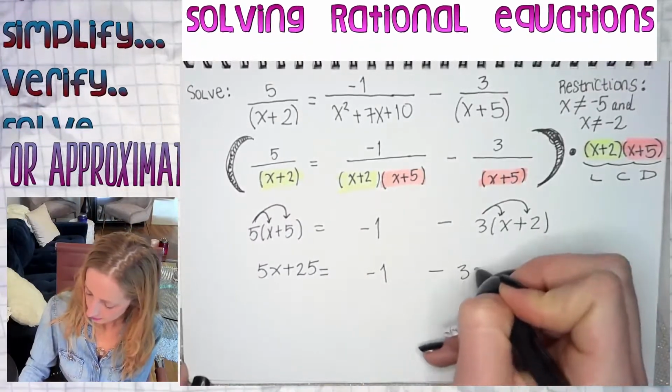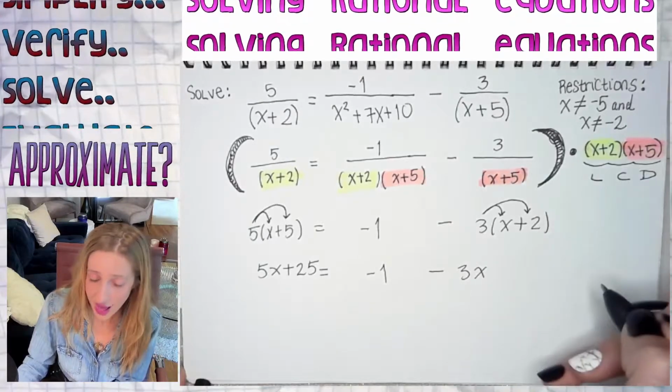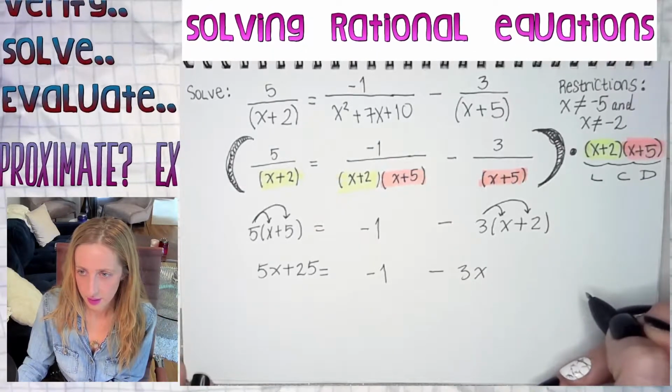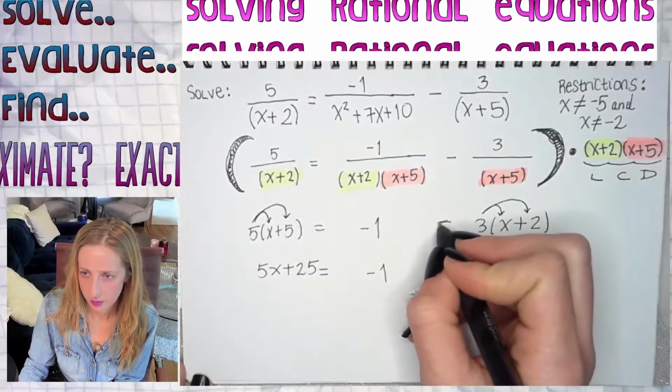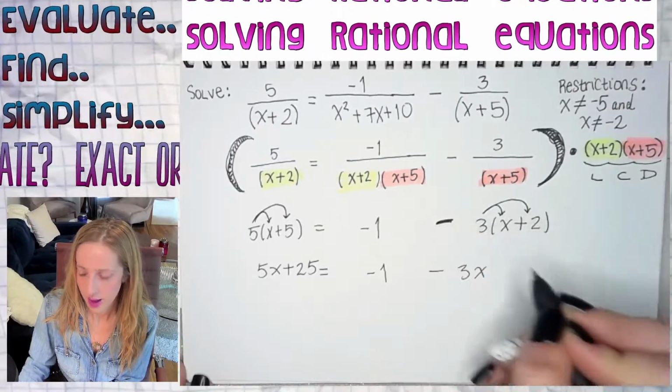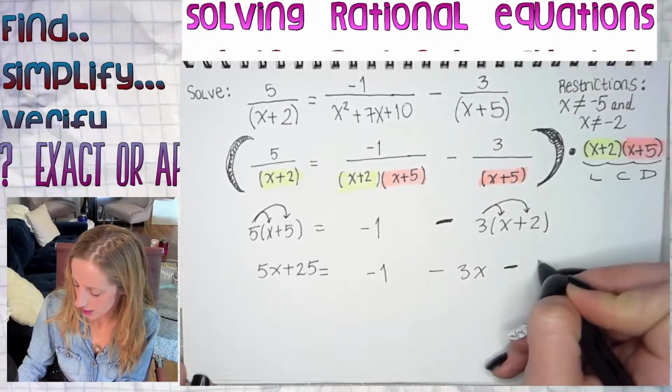Negative 3x plus 6. Plus, wait. Oh, wait. Negative 3x minus 6. Minus. Make sure you distribute that negative.